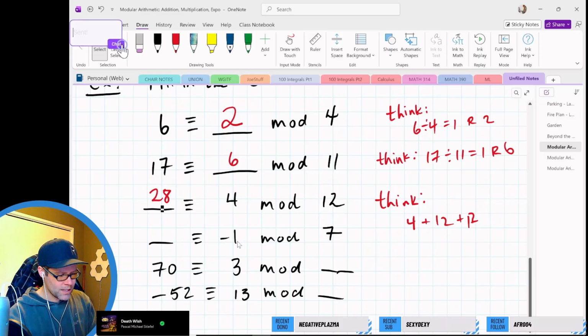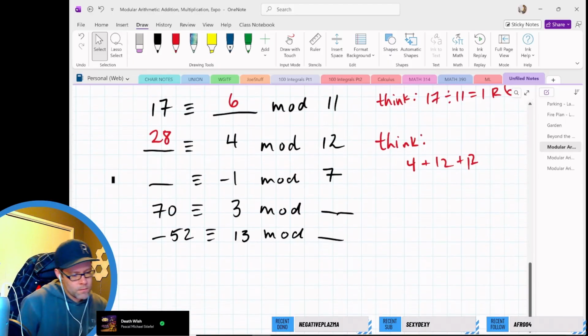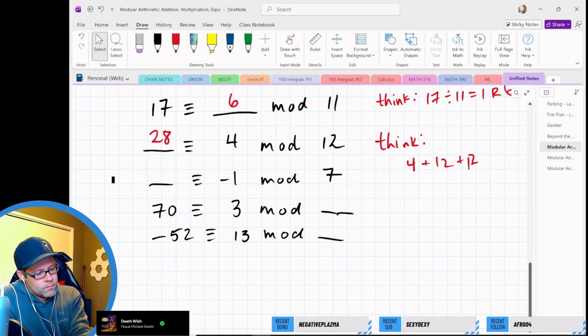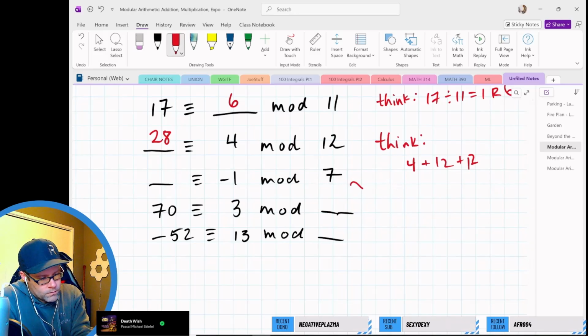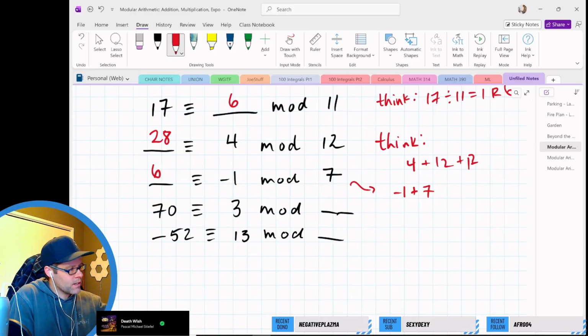What about this one? This one has a -1 in it, which I think is kind of weird. Well, I guess we could probably use the same strategy and see if it makes sense. What if I take -1 and I add 7 to it? That would give me 6. Do we agree that 6 is congruent to -1 mod 7?